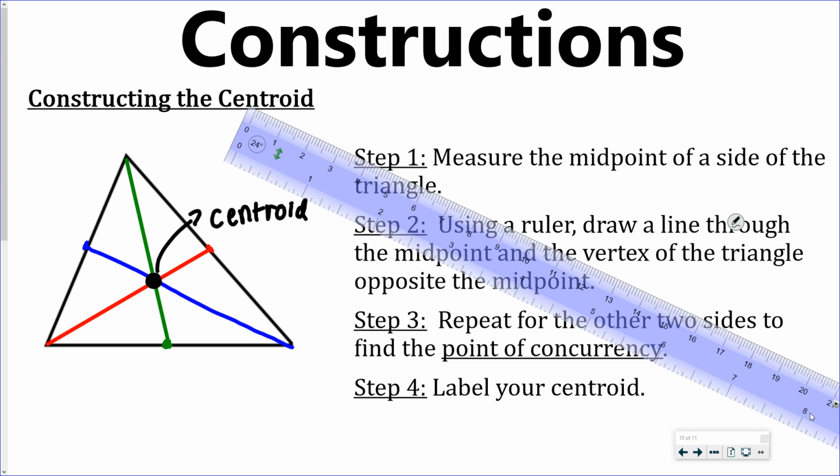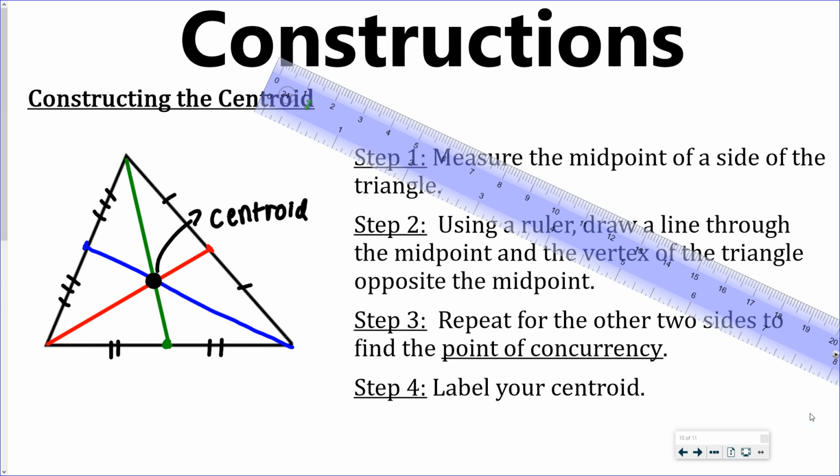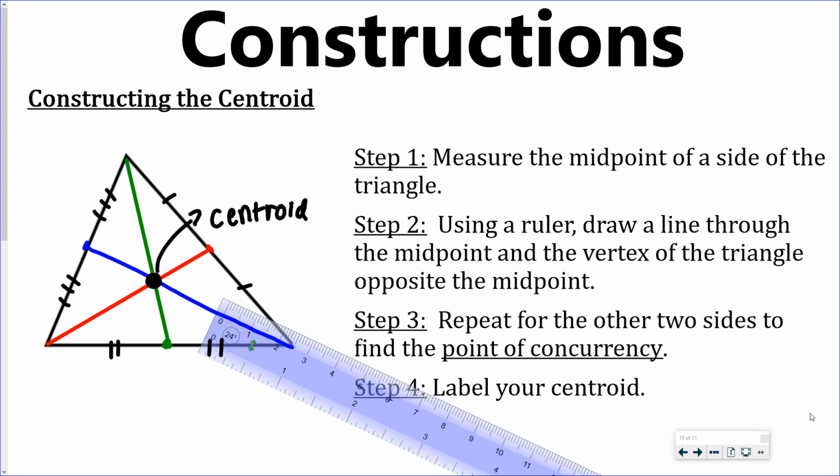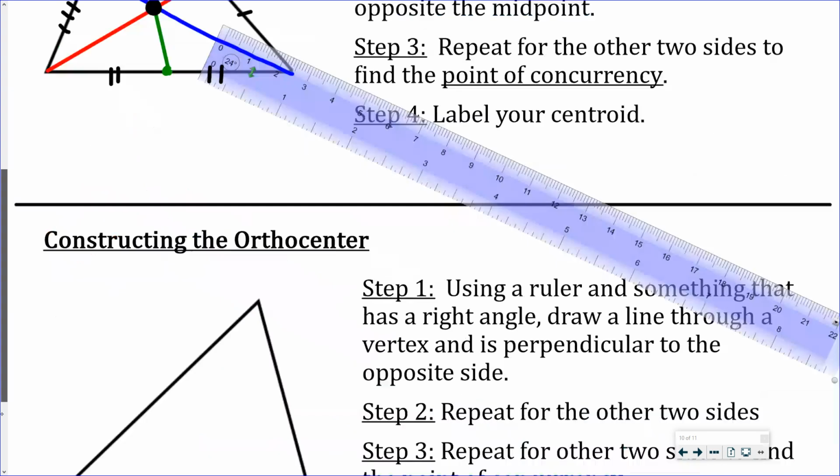Maybe I would add in some markings here that it passes through the midpoint of each of these sides, to remind yourself that's what a centroid is. Okay, that's how you construct a centroid. Now, obviously, on a coordinate plane we can be more exact because we can find those exact midpoints, all that good stuff. Next one we're going to do is our orthocenter.